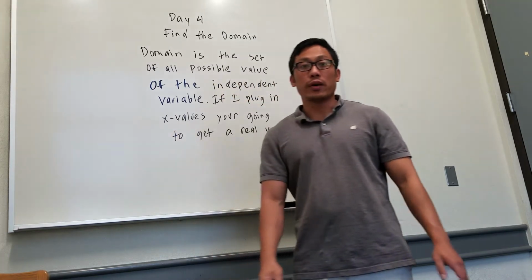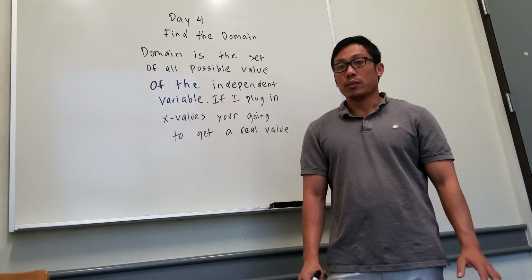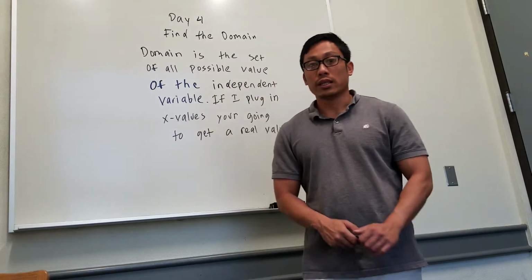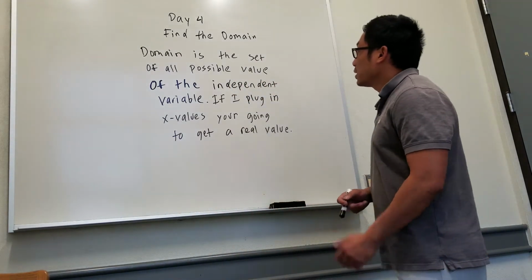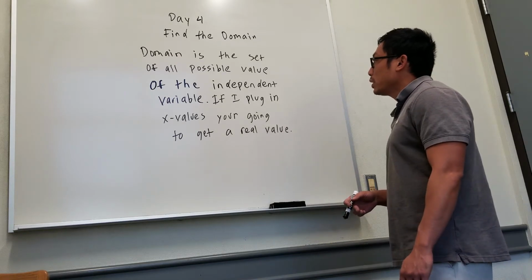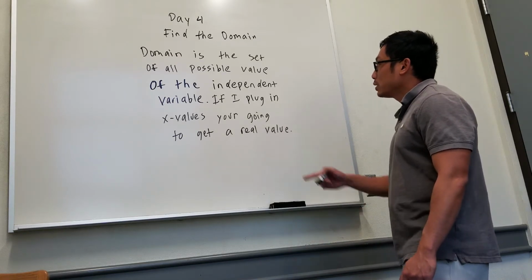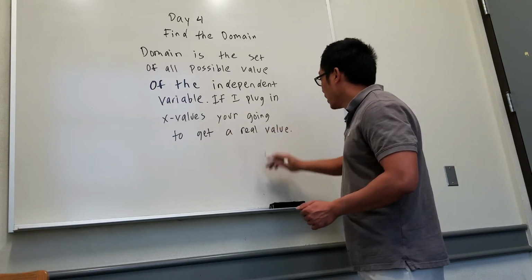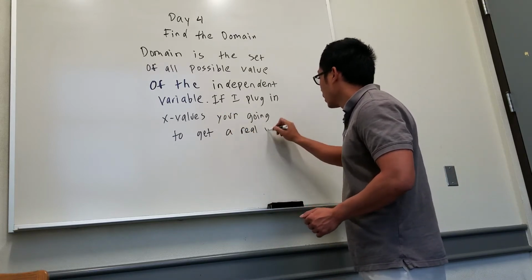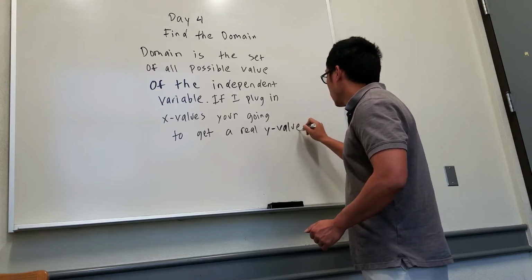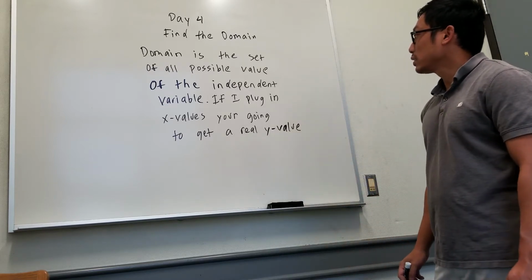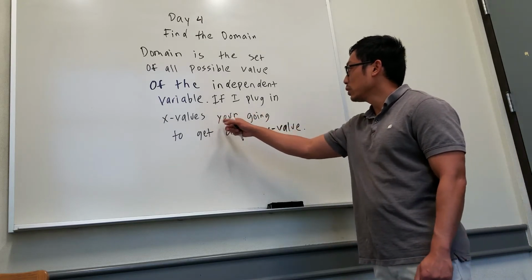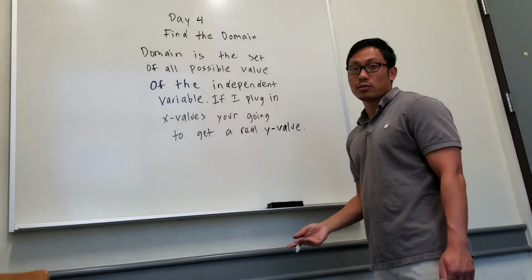So today we're going to find the domain, and most students have a hard time finding the domain because they don't know what domain means. Let's get the definition down. Domain is the set of all possible values of the independent variable. Basically, if I plug in x values, you're going to get a real y value. So that's the meaning of it. I'm plugging in an x value, a real number, and I'm going to get a y value out of it. That's what it's trying to say.